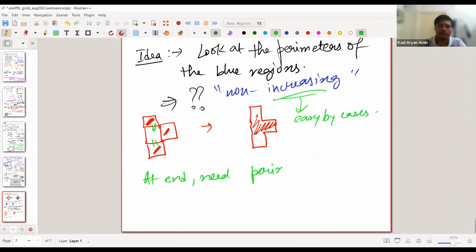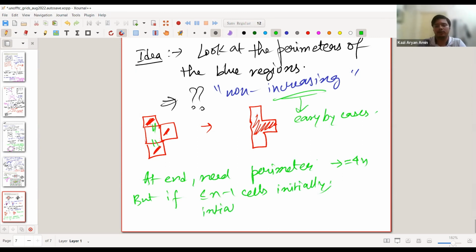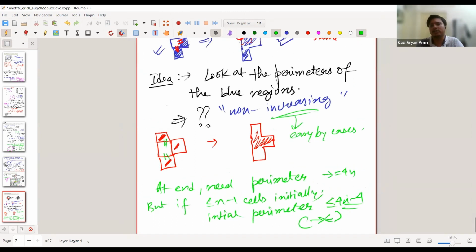So basically at the end, you need the perimeter to be 4n. But if there are at most n-1 cells initially, the initial perimeter is at most 4n-4. So that's the contradiction. So does everyone understand the solution of this problem?